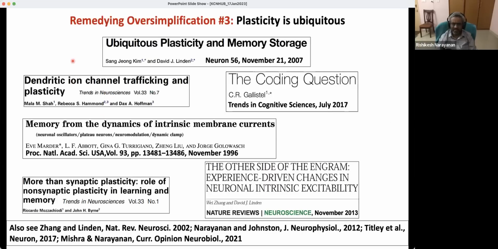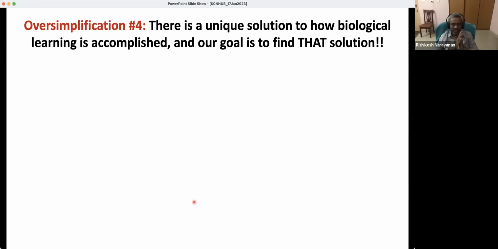So there are several very good reviews out there which talk about ubiquitous plasticity and intrinsic plasticity. If you look at the year over here, it's not something which is new, but again, people don't think of plasticity to be something which is ubiquitous. They always think of only synaptic changes, and a bunch of reviews from our own lab are also in here, basically. Right? So that's the third oversimplification, that plasticity is not something which is limited only to synaptic changes, but is something that extends to other components as well.